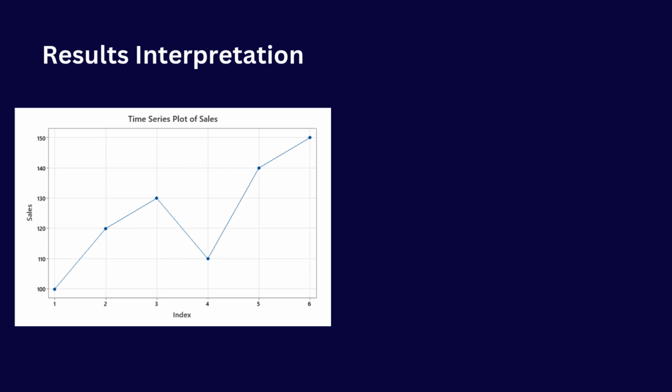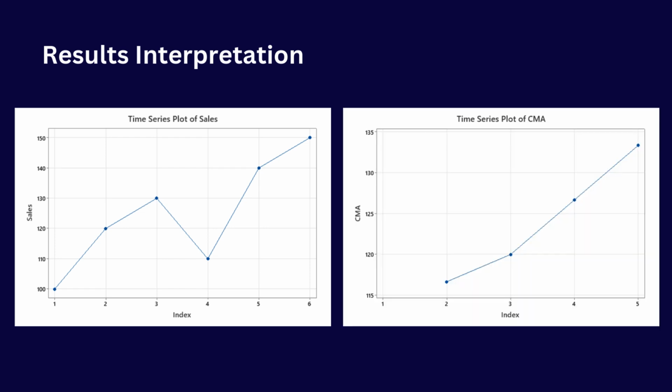So this is the time series plot of our sales. You can see this plot has some fluctuation. So this is the time series plot of the centered moving average. And the 3-month centered moving average smooths out our sales data, reducing short-term fluctuation and revealing the general trend over time. This helps us focus on the underlying patterns rather than temporary ups and downs in sales.